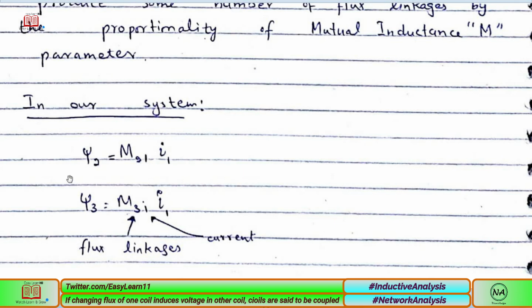Understood? Again, flux linkage of system 2 is equal to mutual inductance in system 2 due to current 1, M21, and I1. Flux linkage in system 3 is equal to M31, meaning flux linkage in system 3 due to current 1, I1.